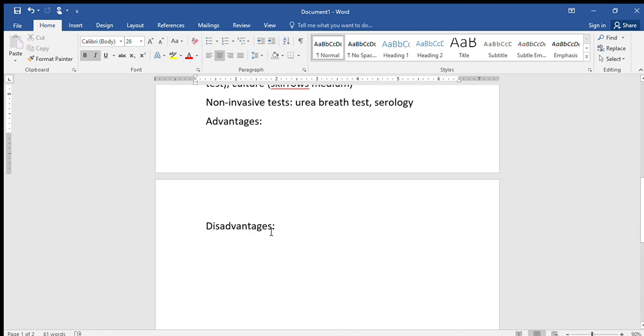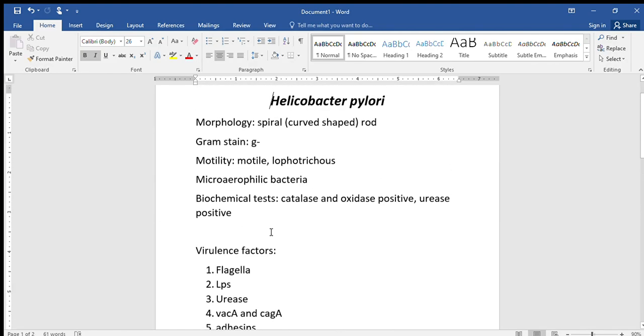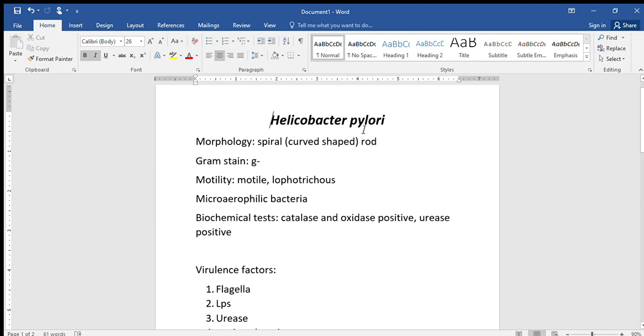Now the disadvantages: of course, this is one of the major causes of chronic gastritis. 90% of chronic gastritis is due to Helicobacter pylori infection, and this infection usually causes duodenal ulcer, and of course gastric ulcer also. So these are the disadvantages of this bacteria. This bacteria is of major concern in the developing countries.